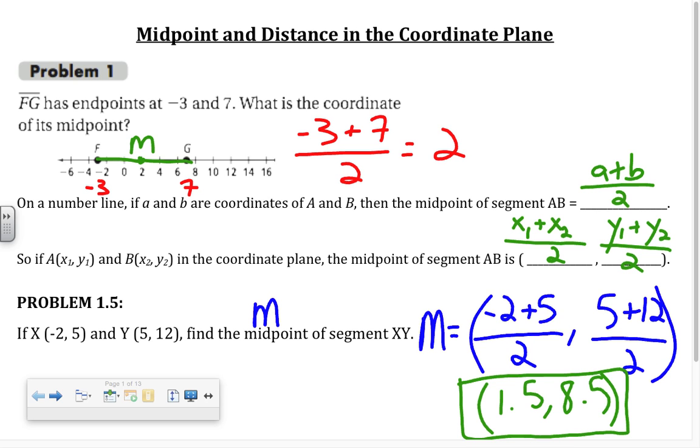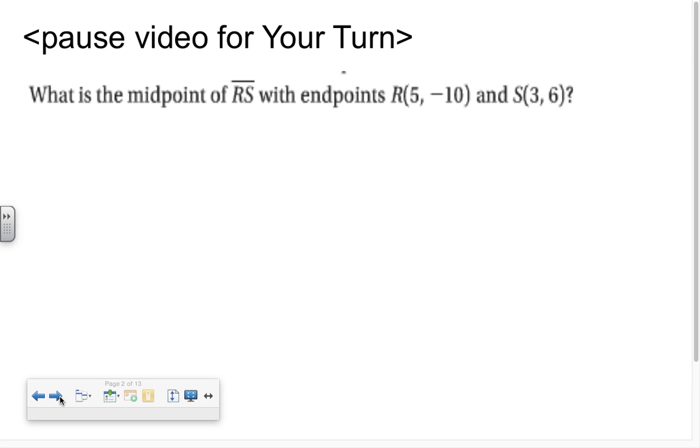And the main thing that I would want to stress to you when you're finding the midpoint in the coordinate plane is that you're finding a point. And a point in the coordinate plane has two coordinates. So make sure that your answer has two numbers in it. Pause a moment to find the midpoint.